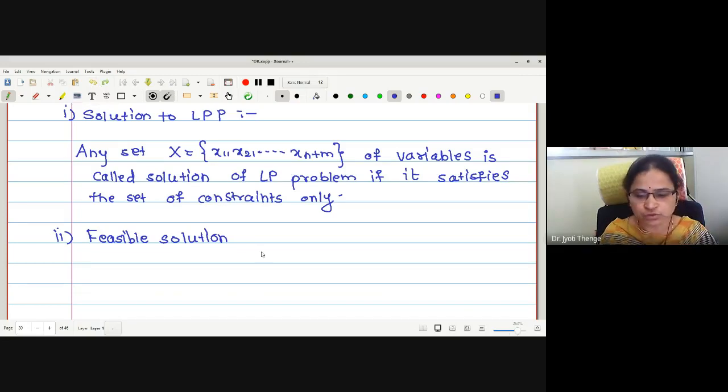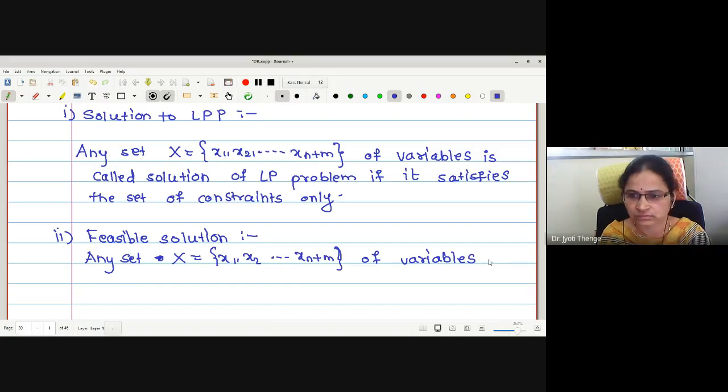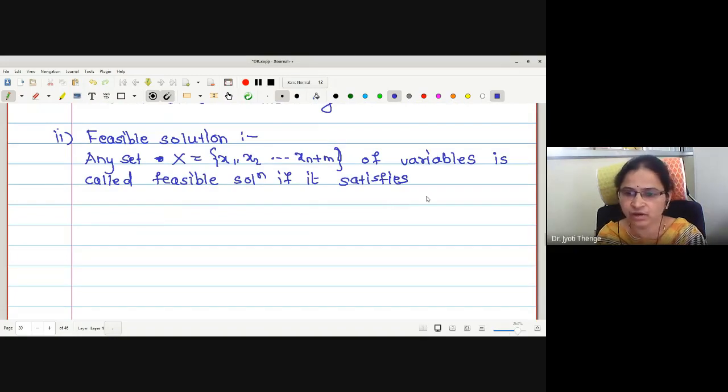Next is the feasible solution. What is a feasible solution? Any set x, x1, x2 up to x(n+m) of variables is called a feasible solution if it satisfies the set of constraints and the non-negativity restriction.